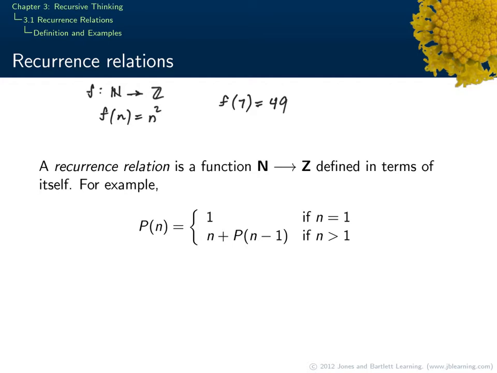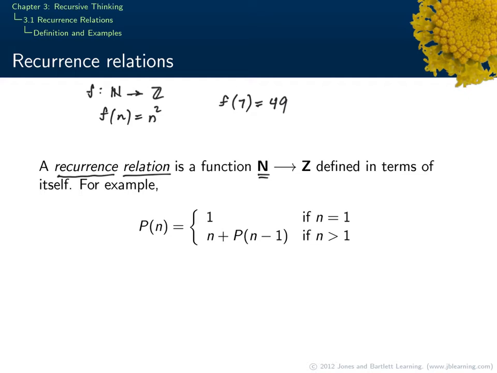Now, in this chapter, we're going to be discussing a different type of way of defining functions. So the functions we're going to be talking about in this chapter, their domain is always going to be the natural numbers. And instead of giving a rule that allows us to immediately compute the output for any given input, our function definitions rather are going to be self-referencing. So a self-referencing function is called a recurrence relation. Okay, now what do we mean by that?